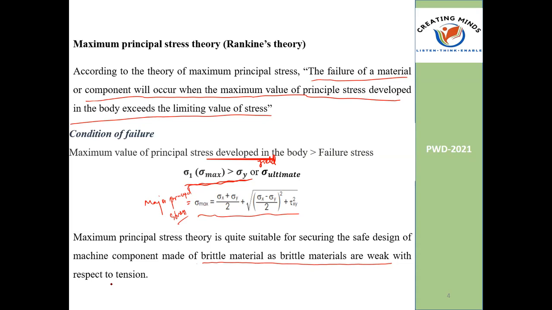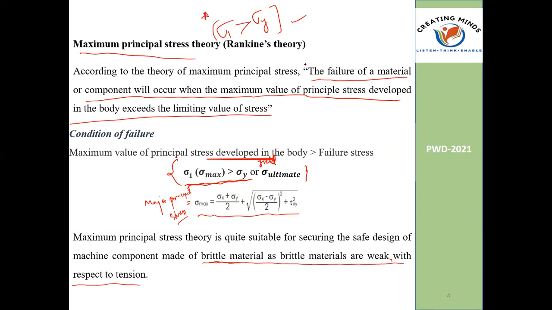Brittle material. As brittle materials are weak with respect to tension, this theory is very suitable for brittle materials. So for the maximum principal stress theory, what are the important points to keep in mind? One is the condition. Which is: when the major principal stress exceeds sigma y, the yield stress, this kind of failure comes into picture. That is the first point you have to remember.